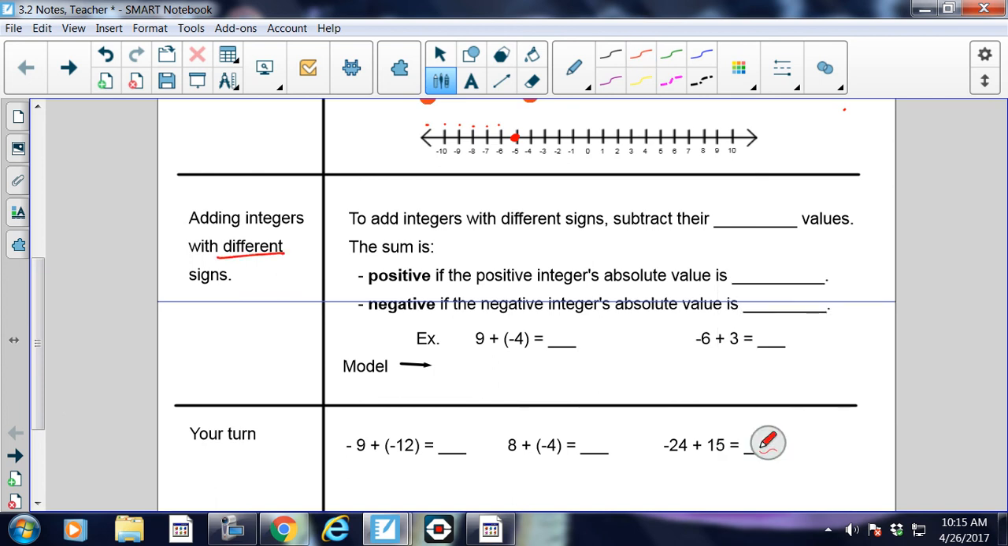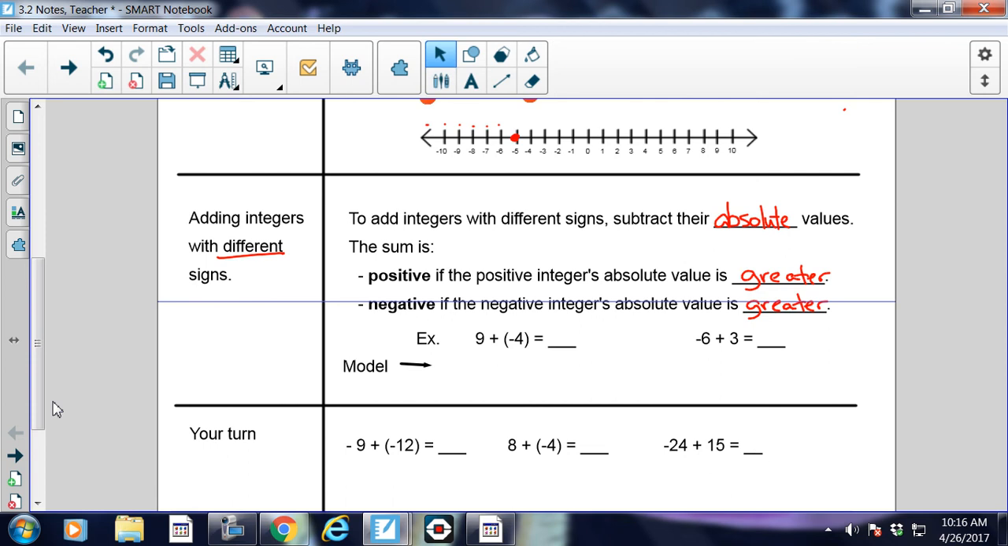Different signs. To add integers with different signs, subtract their absolute values. Not quite enough room there. If the positive integer's absolute value is greater, the sum is positive. The answer is negative if the negative integer's absolute value is greater. And this is just a random line that the computer system put in there. I don't know why that's there.